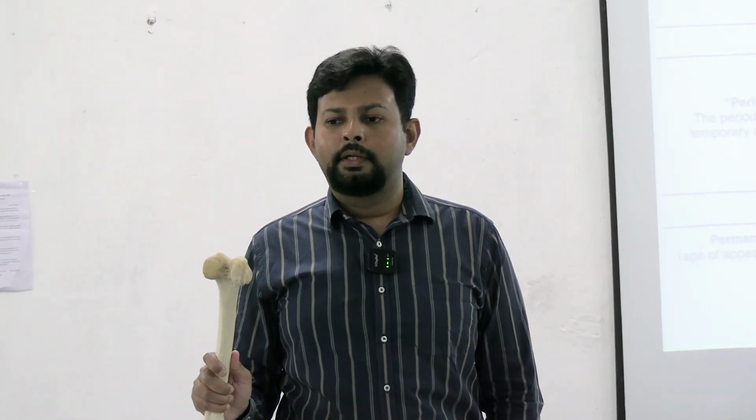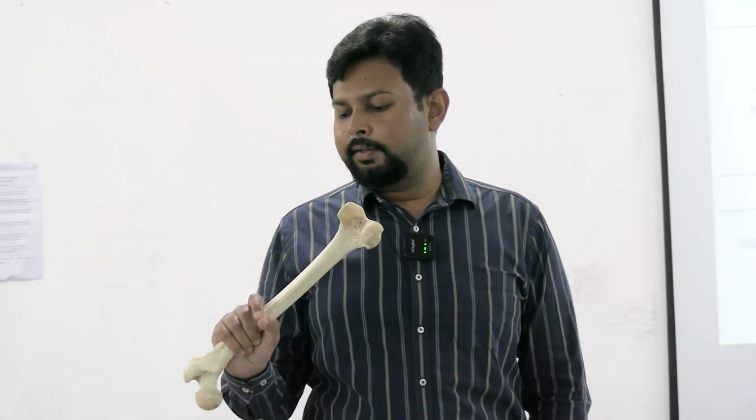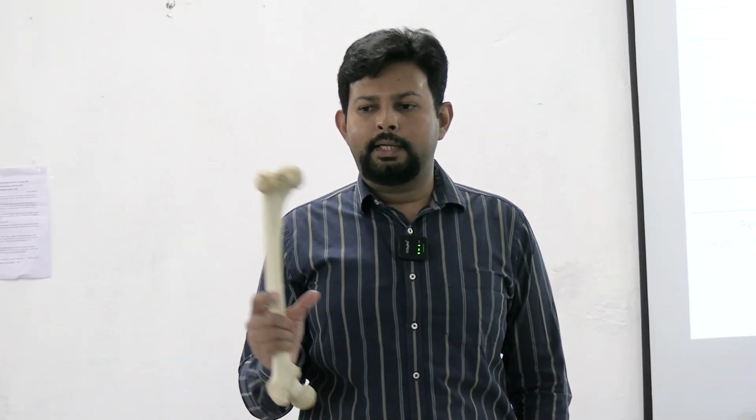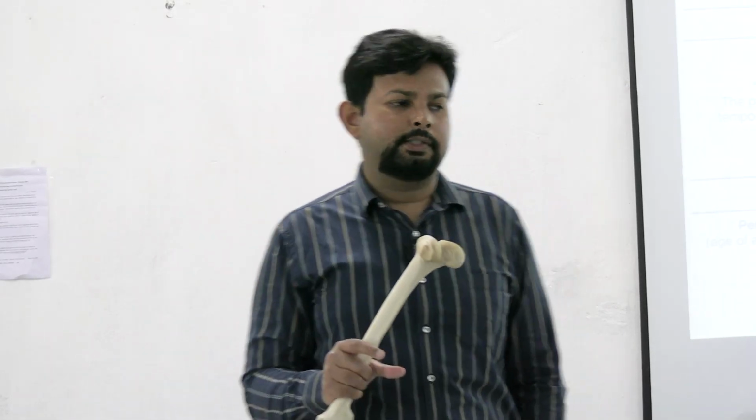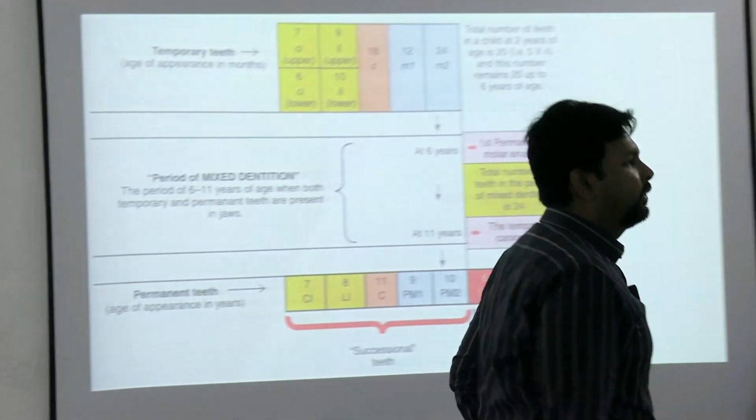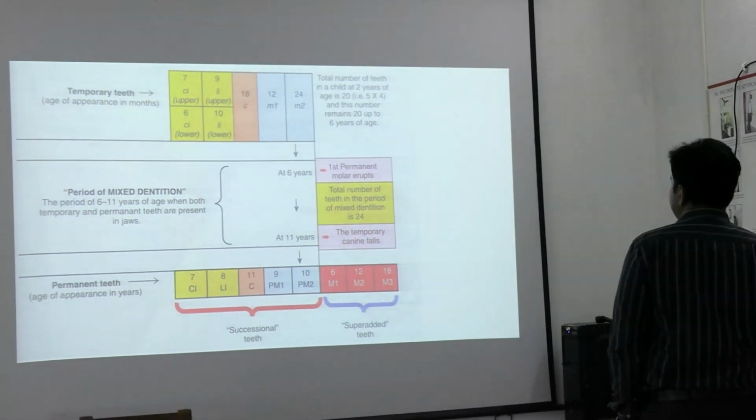Okay? So when are there 24 teeth? Suppose in a question it is mentioned that the total number of teeth present was 24, and other parameters will also be there that support the 6 to 11 years age group. So that is the period of mixed dentition, 6 to 11 years. Very important.